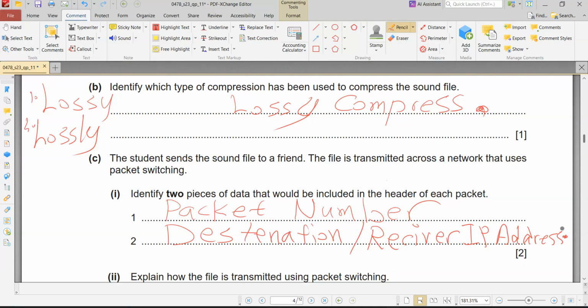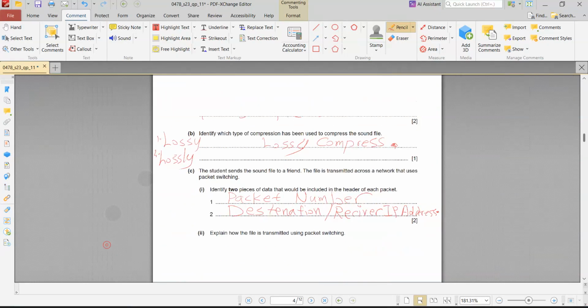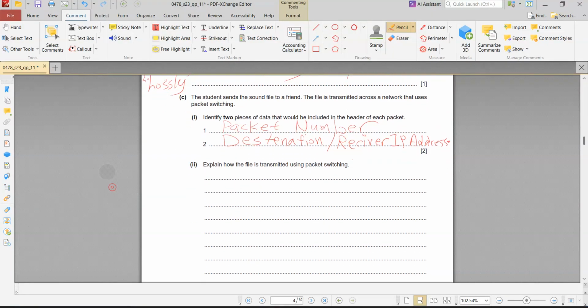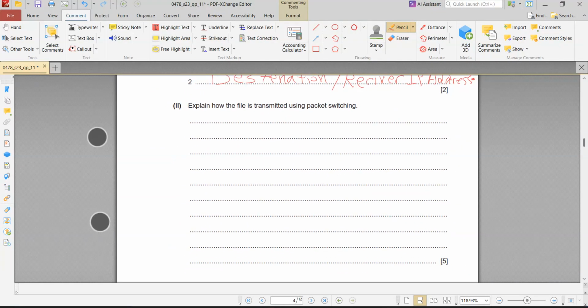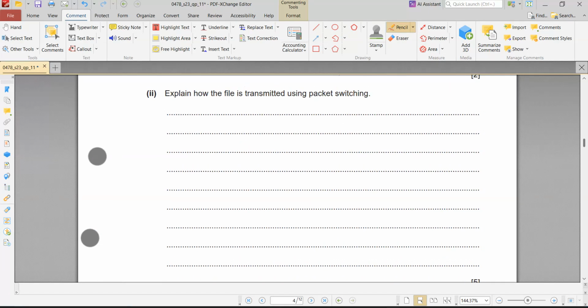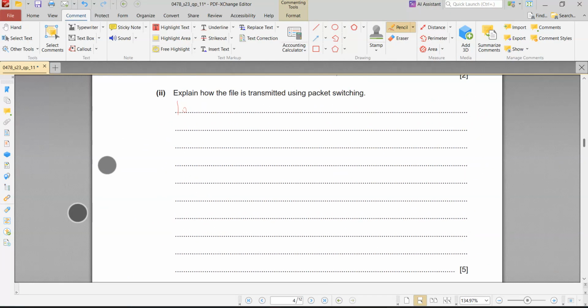So this is how you can answer this question. In part 2 of the question, it says: explain how the file transmission is using packet switching. So you need to explain how it is used. For the first one, you have to give five reasonable answers.